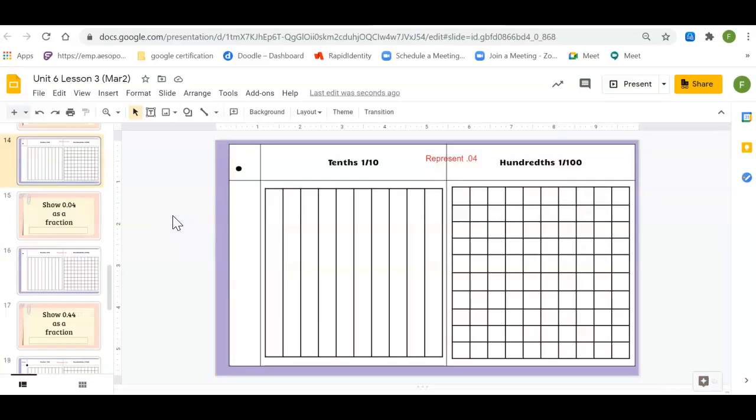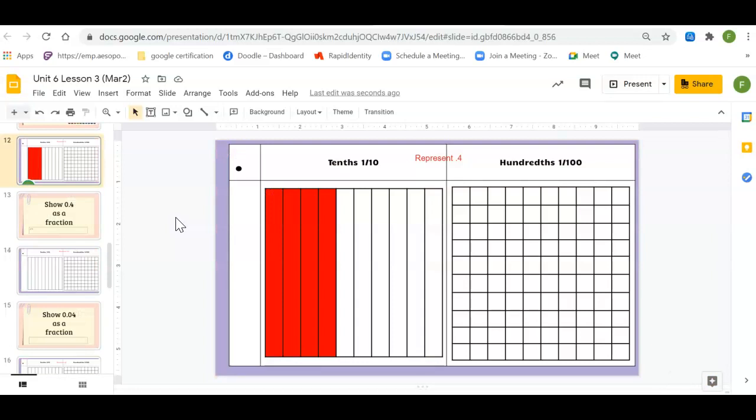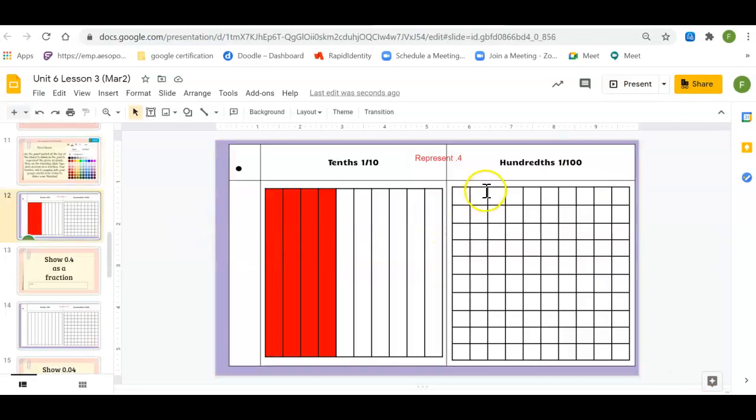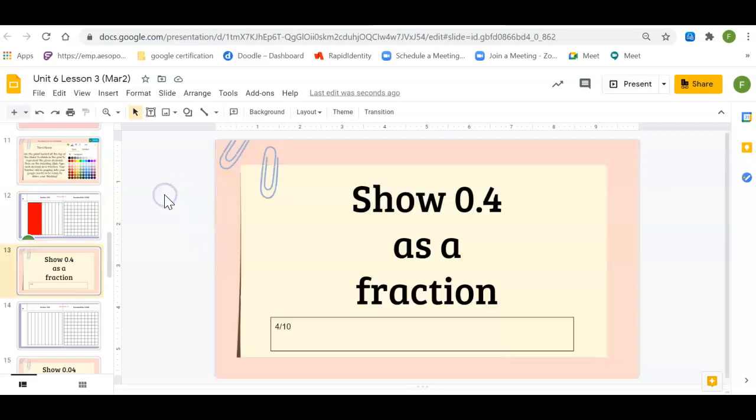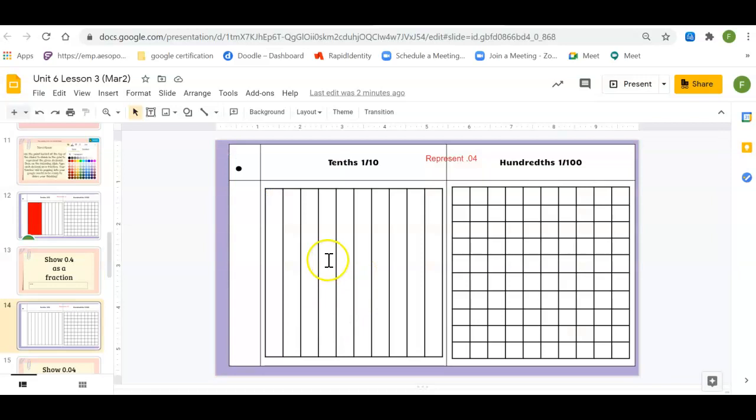So going back up, I've already done the first one for you where we represented 4/10, and I chose the tenths grid, and I painted in 4 of the columns here. And on the next slide, I represented that as a fraction, 4/10. So I put it in fraction form in the text box. So your task now is to go ahead and do the rest of those. So pause the video and go on and complete the rest of them.